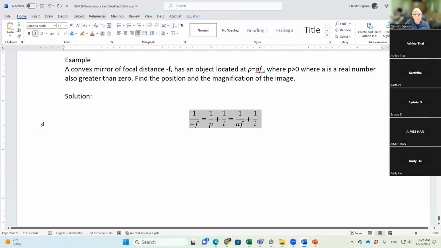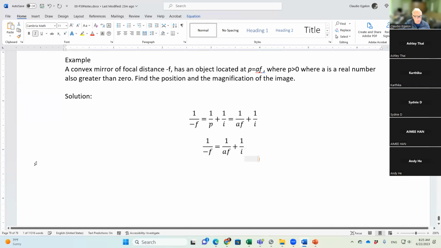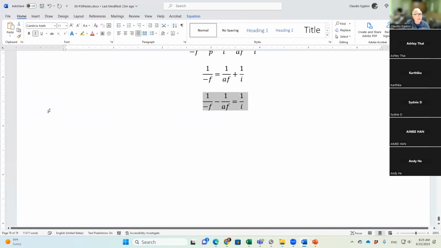So let's play a little bit with this equation, see if we can find a generic solution for the image. That's the equation that you want to work with. This term is going to be minus here. Here we're going to have an equality. Okay, and what else do we have? We're going to put everything under the same denominator.